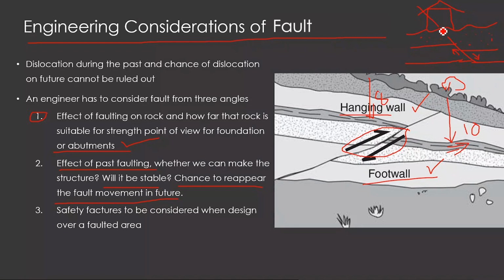So in that case, if it happens, then what will happen? This block will go down. Then what will happen to this building? That building will also move. This building will become something like this. It will move down. So this part will stay here and this part will come here. So this is actually the failure of the building.